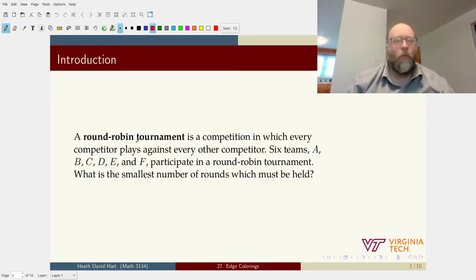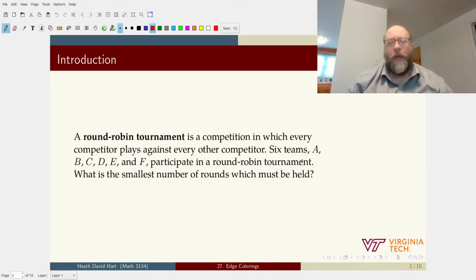I think most people know what a round robin tournament is, but it's a competition in which every competitor is matched against every other competitor. We have six teams, A through F, and they participate in a round robin tournament. So every team has to play every other team. What's the smallest number of rounds which must be held?